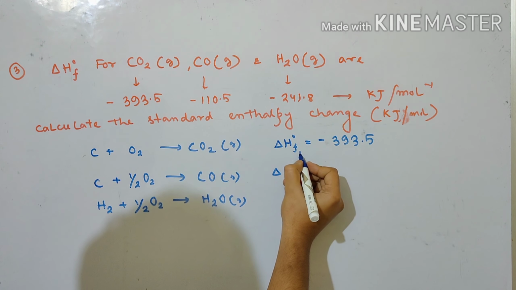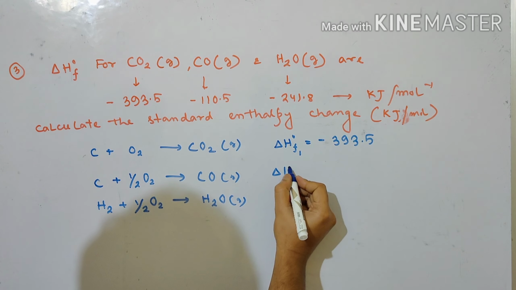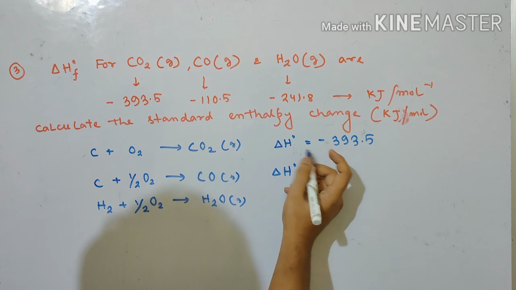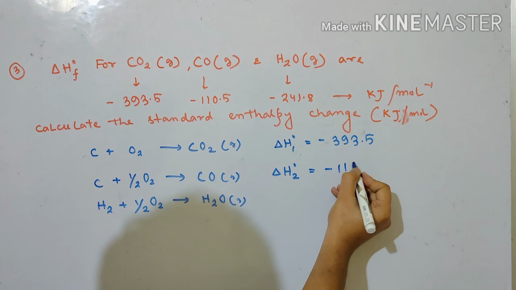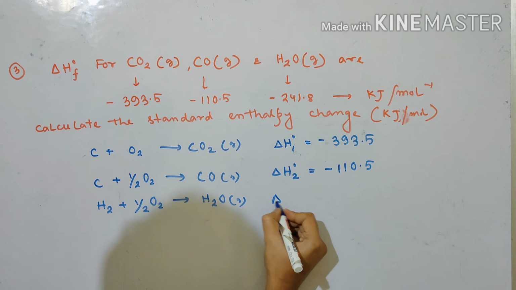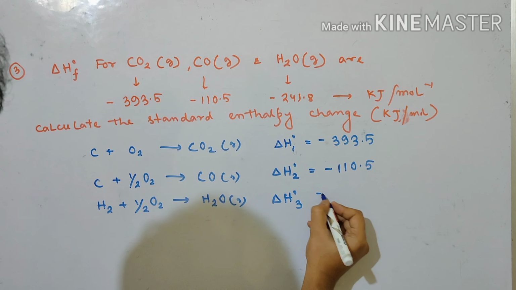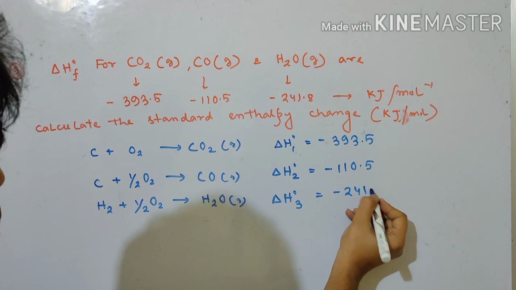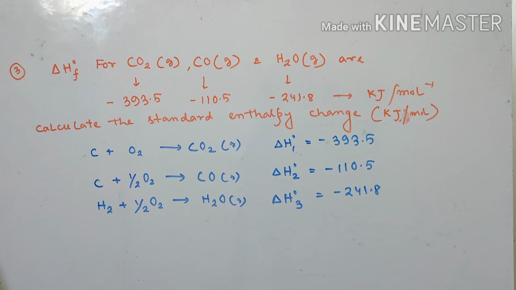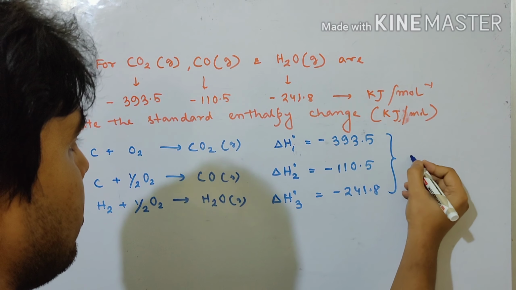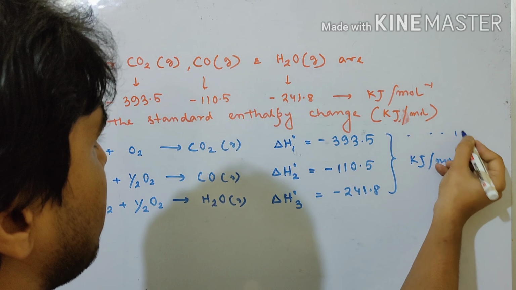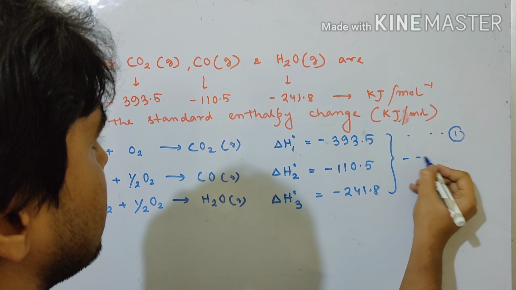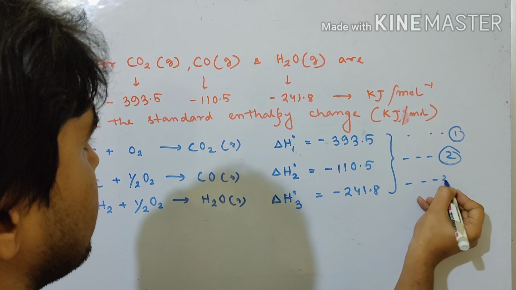Suppose we can write delta H01, delta H02. It is minus 110.5. It is delta H03, which is minus 241.8. Here, all these values are in kilojoule per mole. And this is equation number 1, this is equation number 2, and this is equation number 3.